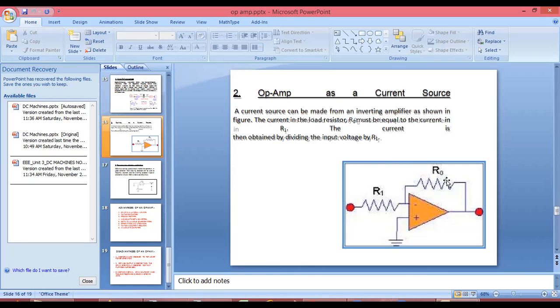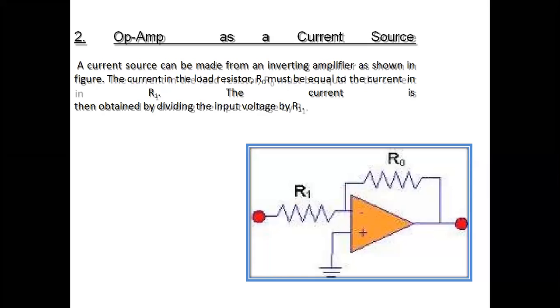Here, the op-amp as a current source. A current source can be made from an inverting amplifier as shown in the figure. If you see here, we are giving the output to the input by using a resistance. We can call that resistance a feedback resistance, and we are giving it to the inverting terminal. So we can call the circuit an inverting op-amp. We can use that op-amp circuit as an inverting amplifier to work as a current source.